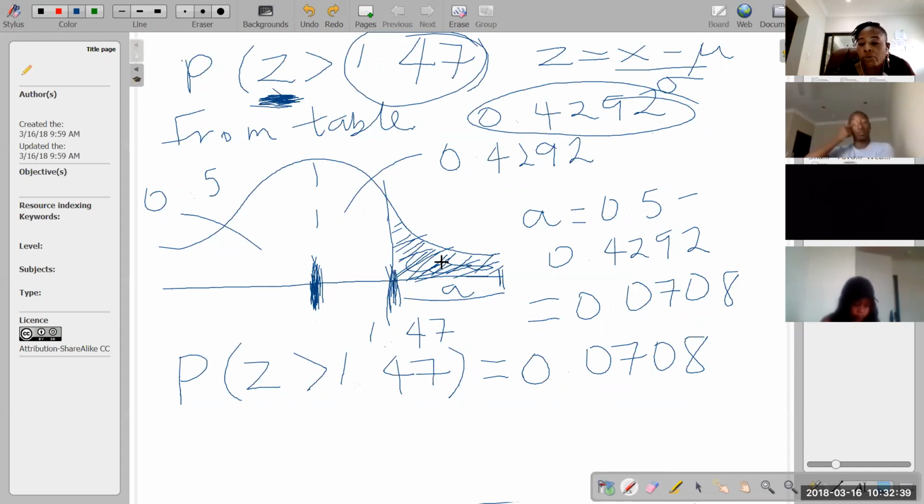So you have to be careful. When you're given probability of X, then you have to standardize first. But when you're given probability of Z, that means it's been standardized already. You have to just go to the table. Is that okay?